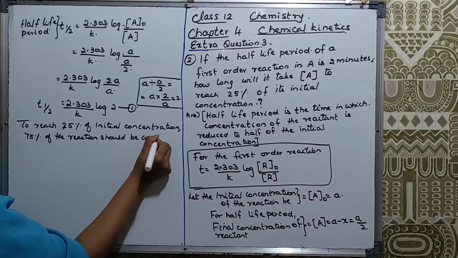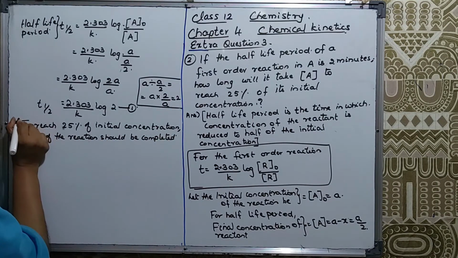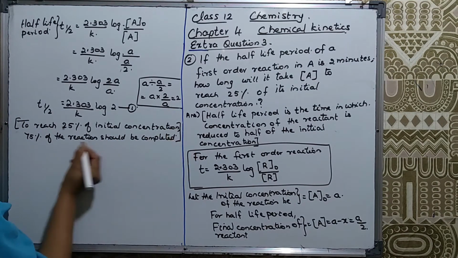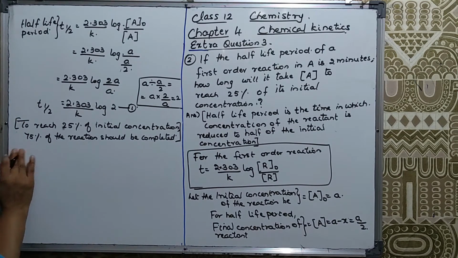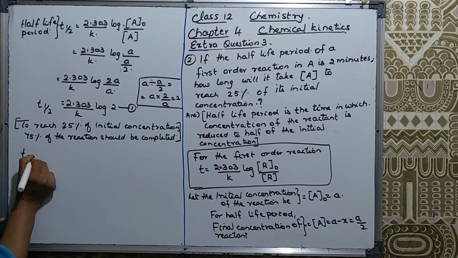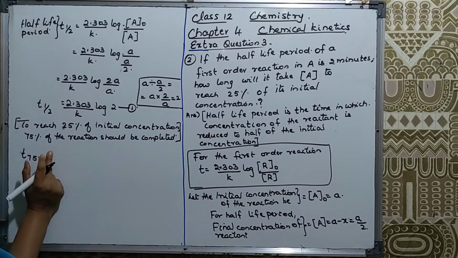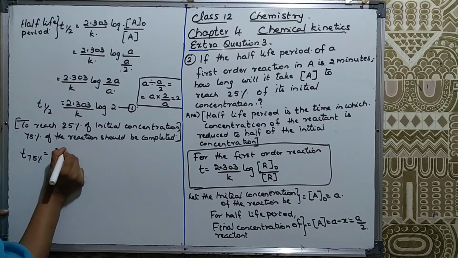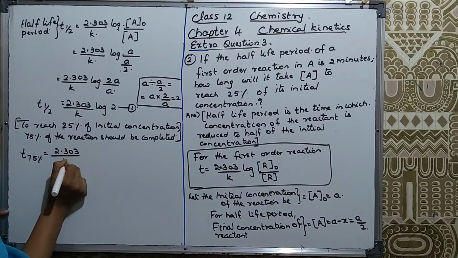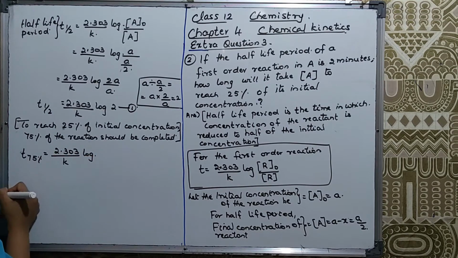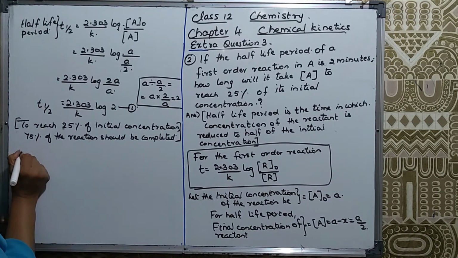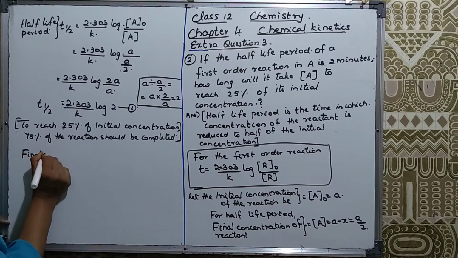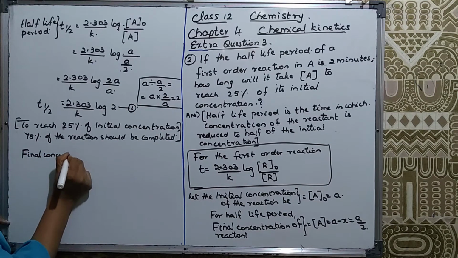Therefore, we'll write the time taken to complete 75% of the reaction as T 75%, which will be equal to 2.303 divided by K log. This time I'll write the final concentration; the initial concentration still remains the same. Just the final concentration in the second case, the final concentration of the reactant.